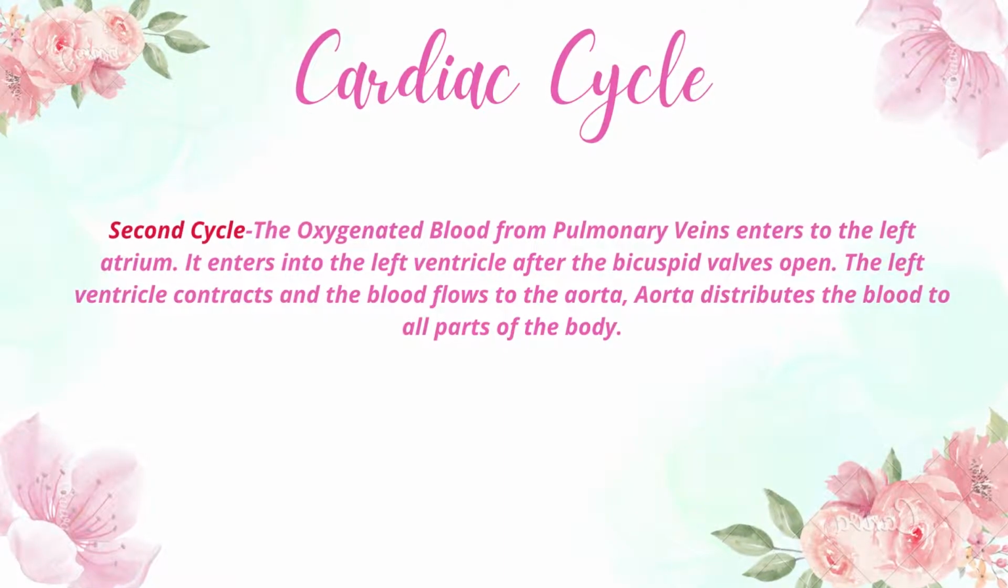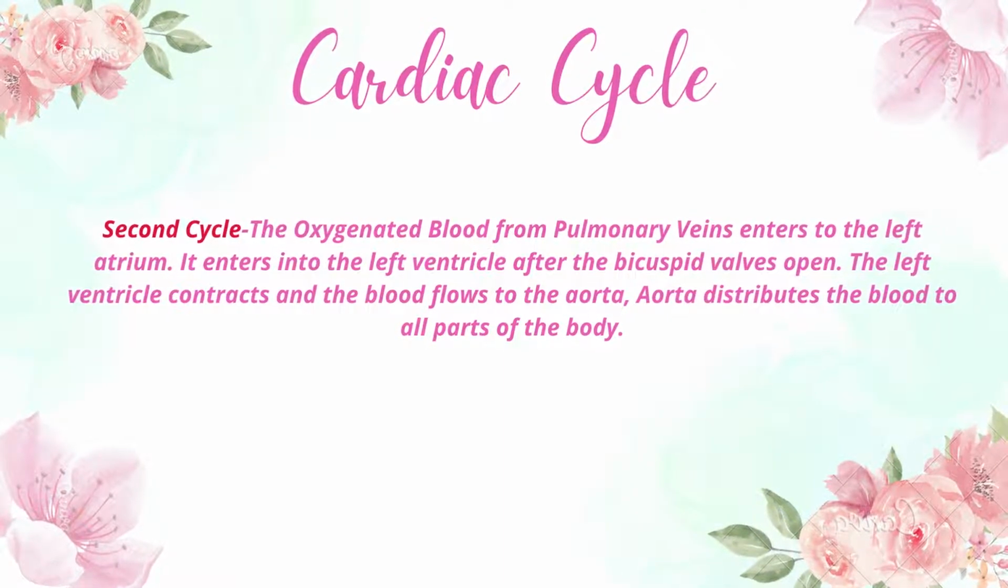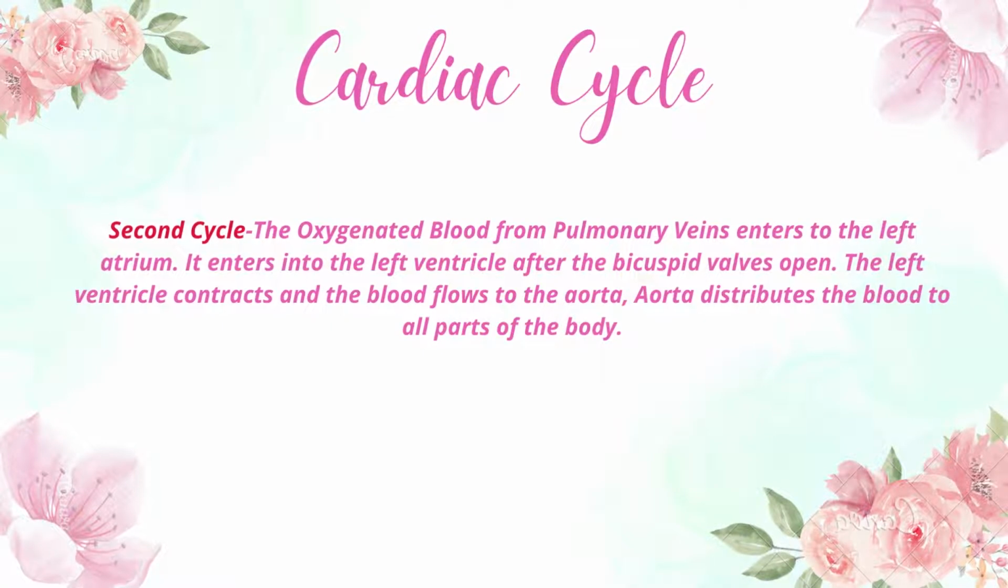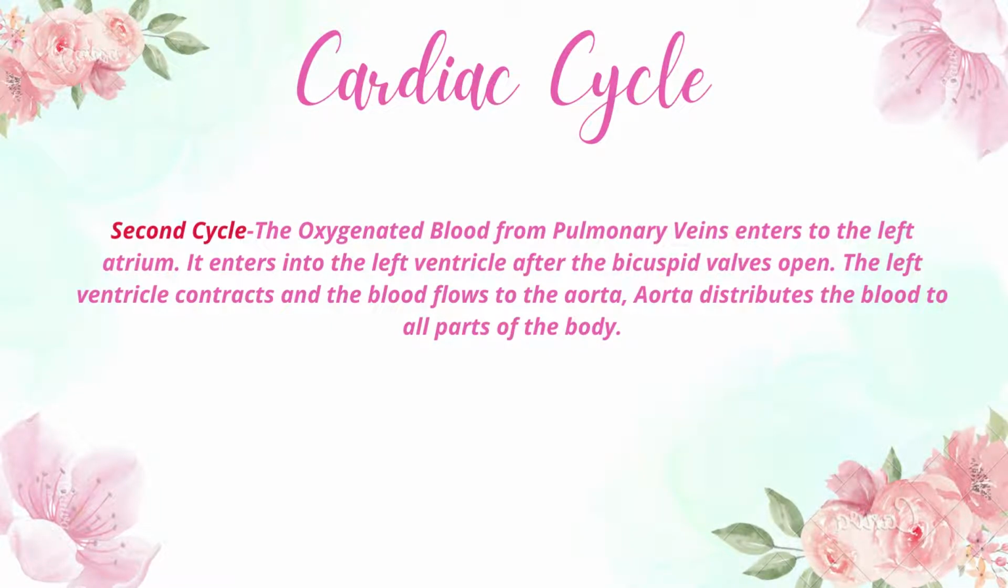Now comes the second cycle. The oxygenated blood from pulmonary veins enters the left atrium. It enters into the left ventricle after the bicuspid valves open. The left ventricle contracts and the blood flows to the aorta. Aorta distributes the blood to all parts of the body. Again in this case as well, bicuspid valves get closed so that they prevent the backflow of the blood. And in both the cycles, aortic valve and the pulmonary valve also play a huge role in preventing the backflow of the blood.